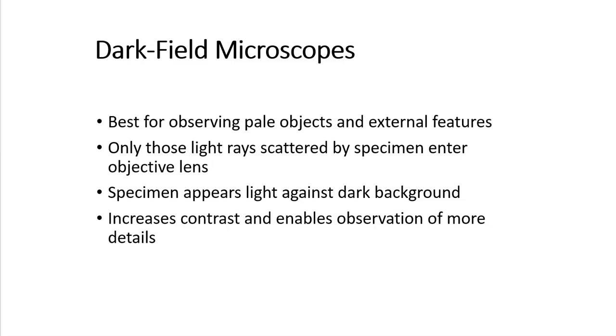We do have dark field scopes. This is best for observing very pale objects, and external features. In a real live lab, what we usually do is put live organisms down, like bacteria, and you can actually see them in dark field. In bright field you can't see too much unless you stain it, and if you stain it, the organism is dead. You have to kill the organism to stain it. What dark field allows us to do is look at this bacteria while it's still alive.